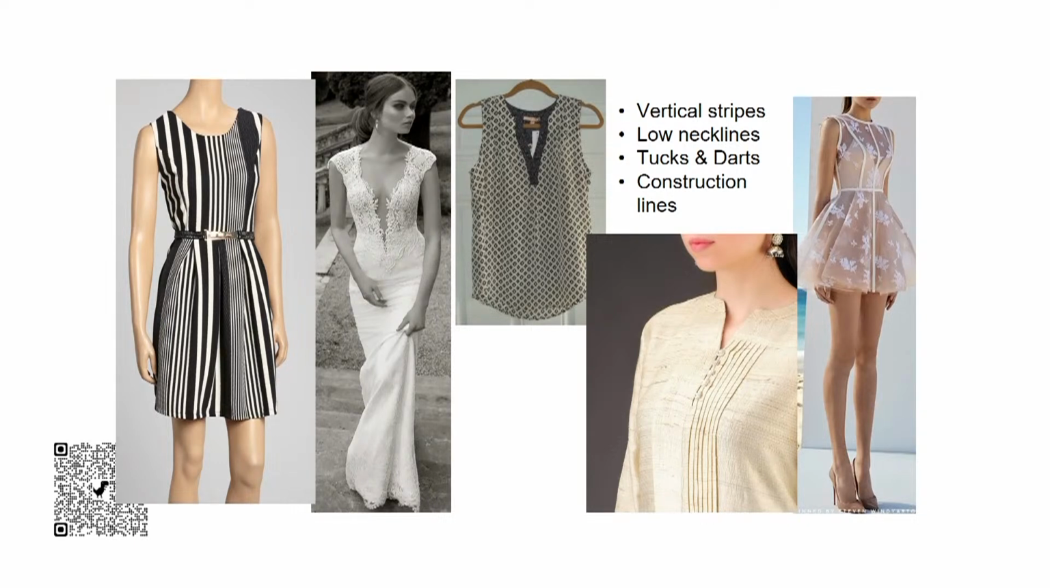Then there are other constructional lines. In the last image you can see how constructional lines are creating a vertical illusion, and in the kurta you can see tucks and darts aligned vertically one after the other, and all these are basically examples of vertical line.